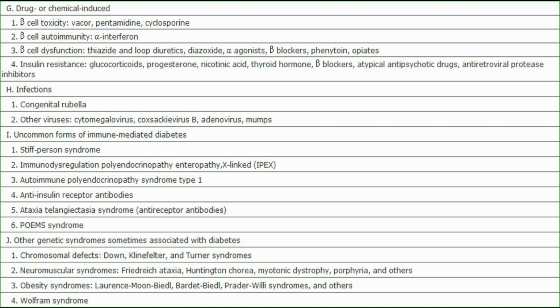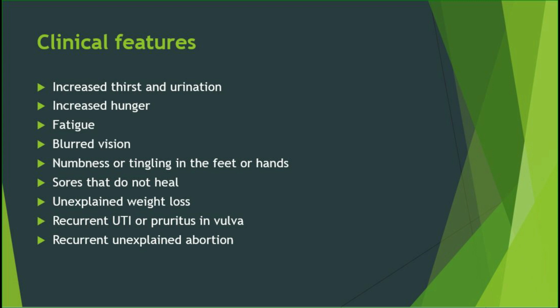There are some syndromes like Down syndrome, Turner syndrome, Wolfram syndrome, Klinefelter syndrome. In these syndromes, diabetes is one of the features. So the clinical features: many of us know the typical clinical features like increased thirst, urination, increased hunger, fatigue, blurred vision, numbness and tingling of hands, sores that don't heal or delayed healing, unexplained weight loss, recurrent UTI, pruritus in vulva, recurrent unexplained abortion.